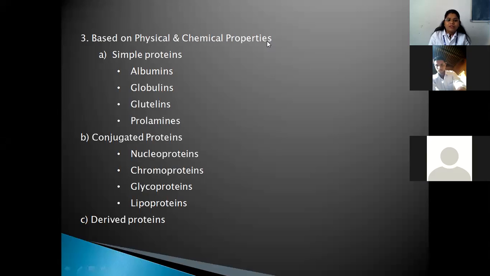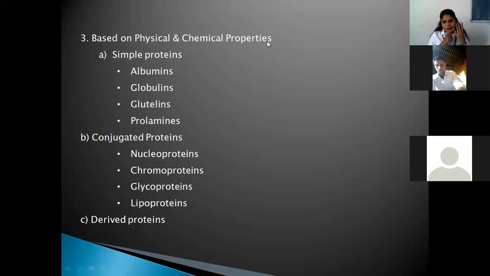And then the second one is the conjugated protein. Conjugated protein means conjugation happens there. Proteins are combined with a certain prosthetic group. Prosthetic group means another additional group is attached apart from the protein. That additional group is known as a prosthetic group. Clear? So conjugated proteins are again subdivided into four types.